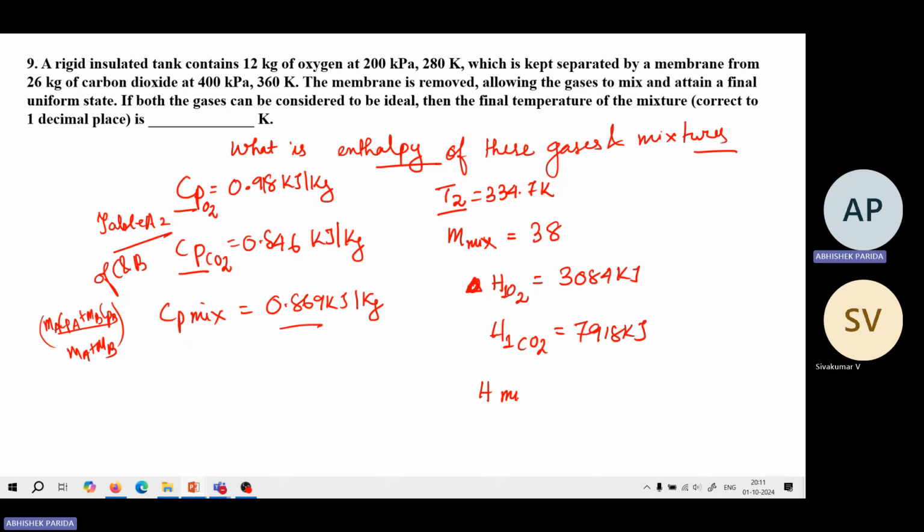H of the mixture is 38 into 334.7, which is 11052.46. I hope this is what you got. Yes, sir. I got 11049, sir. Anyway, okay, the answer is 11052. You are getting, yes, sir. Okay, so this is all about question number 9.